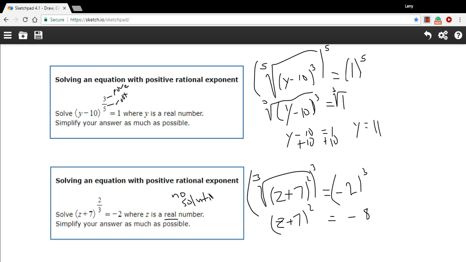So that is a little bit of work with solving equations that have rational exponents.